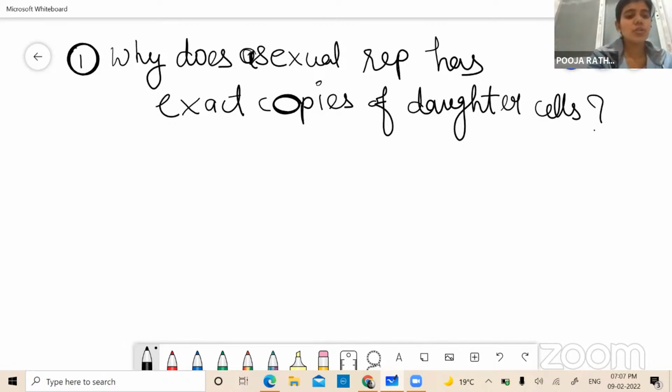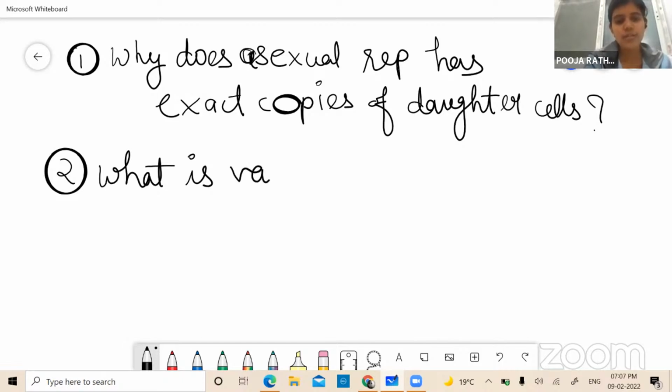Okay. Now, a second question might be asked, like, what is variation? Now, what is variation actually? Variation is the actual difference which could be seen in the organisms of the same species, or the daughter cells of the same species. That is called variation. And variations might be seen due to temperature or pressure or mutants like this.